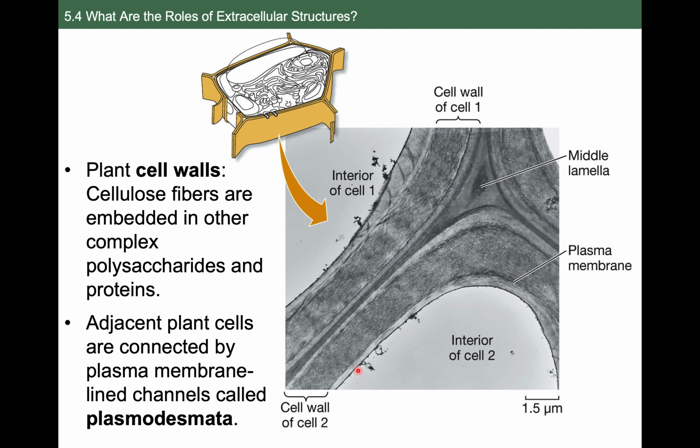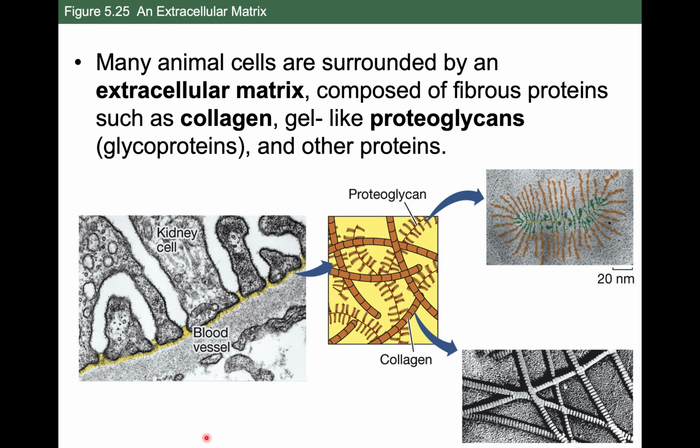And there are also some pores that will basically go all the way through the cell wall, connecting the cytoplasm of two plant cells. And these pores or channels are called plasmodesmata. So this would allow small molecules to actually move from one plant cell to the next through those plasmodesmata.